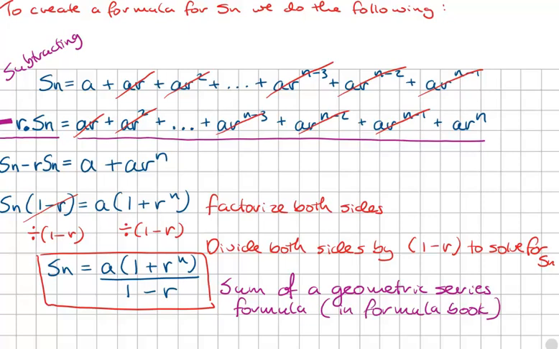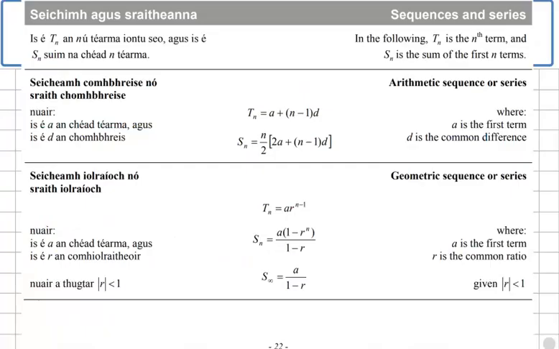And this is given in the formula book. No need to learn it off, but the previous slides are just showing you the proof behind it, showing you why this makes sense. So it's given in the formula book, no need to learn it off. So there's the formula book, page 22, and there's your formula.